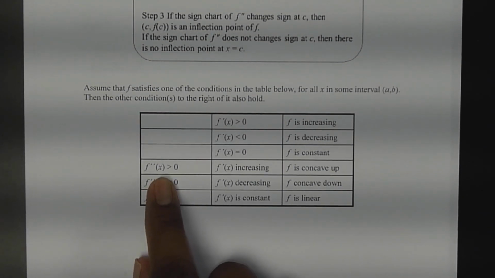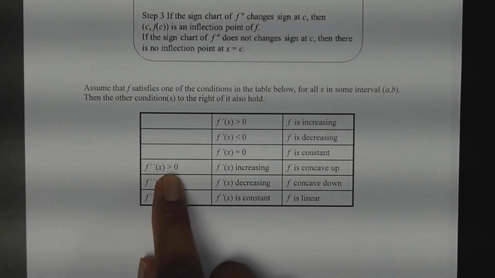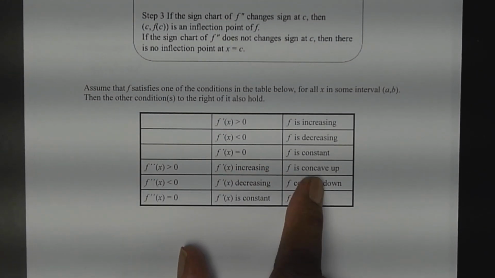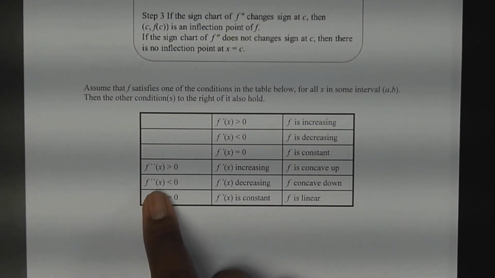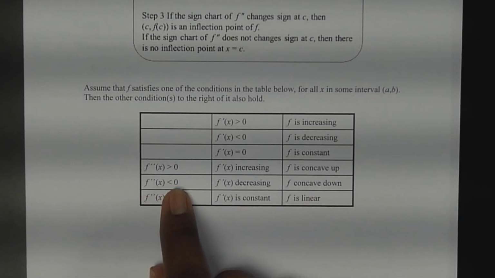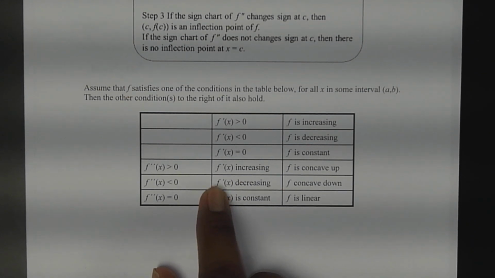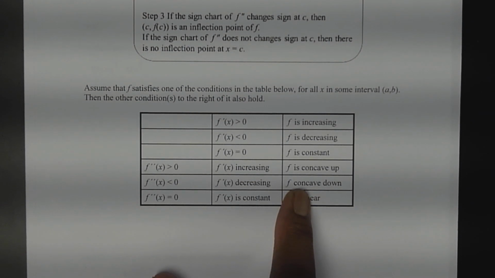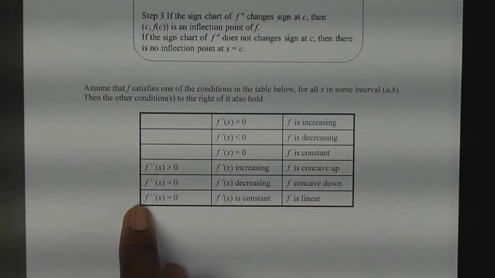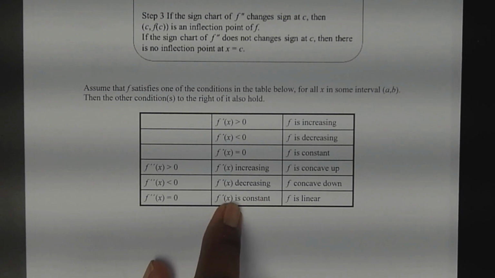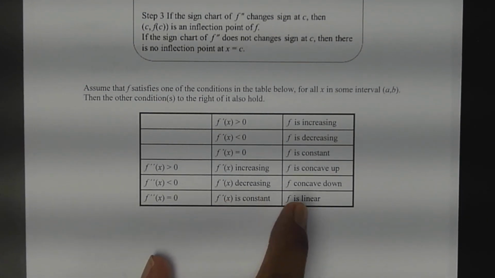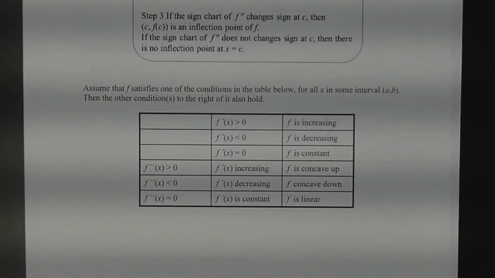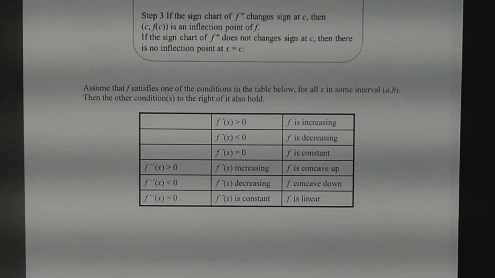For these last three, if f double prime of x is positive, that means that f prime of x will be increasing. Your function will be concave up. Or if f double prime of x is less than 0, that means that f prime of x is decreasing. Your function will be concave down. And if f double prime of x equals 0, that means that f prime of x will be constant. That means that the function f of x is linear.